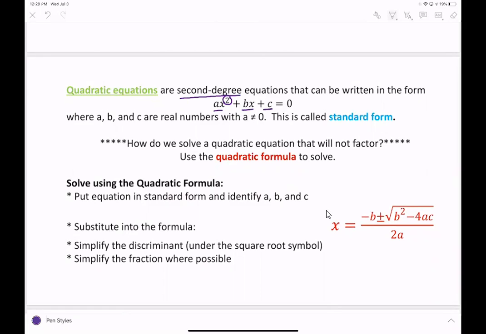And the coefficients in front of the terms: the square term is your a, your x term is the b coefficient, and then your c is your constant. Remember, constant is just a number.